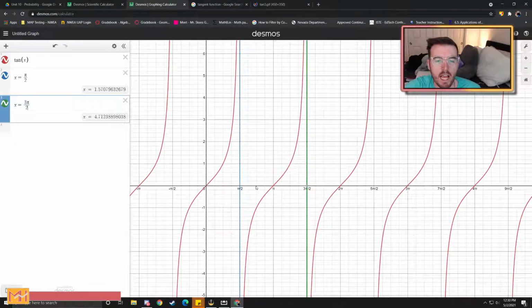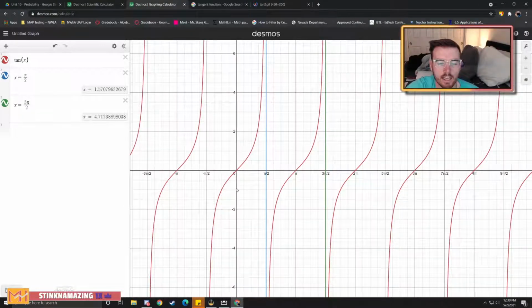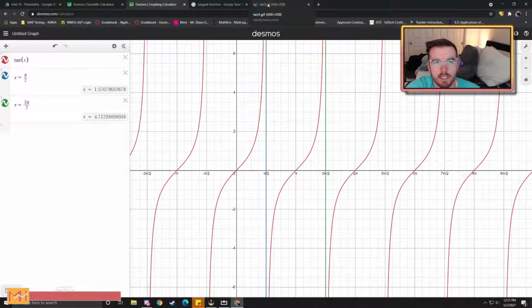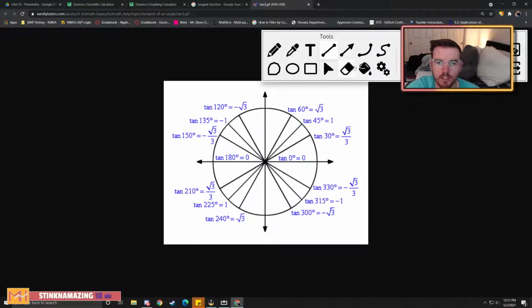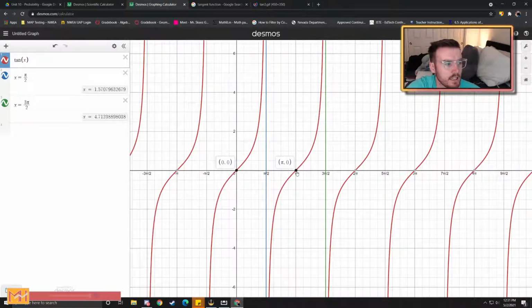You don't have to be a tangent expert per se, but what you need to realize is that the graph has this lovely looking curve and has asymptotes at pi over 2, negative pi over 2, 3 pi over 2, negative 3 pi over 2. If you're a fan of the unit circle here, it's happening at these moments when your line would be straight up and down. It's not happening at these moments where your line would be horizontal. When it's horizontal, that's where your function is 0, here and here.